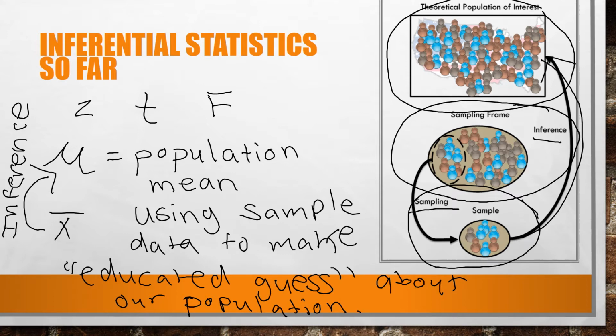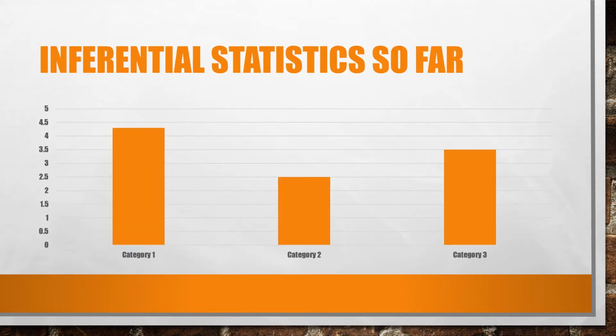So that's basically what inferential statistics is, and we can use these Z, T, or F tests to help us make this educated guess. It helps us make this decision about the population with only sample data. So just keep that in mind.